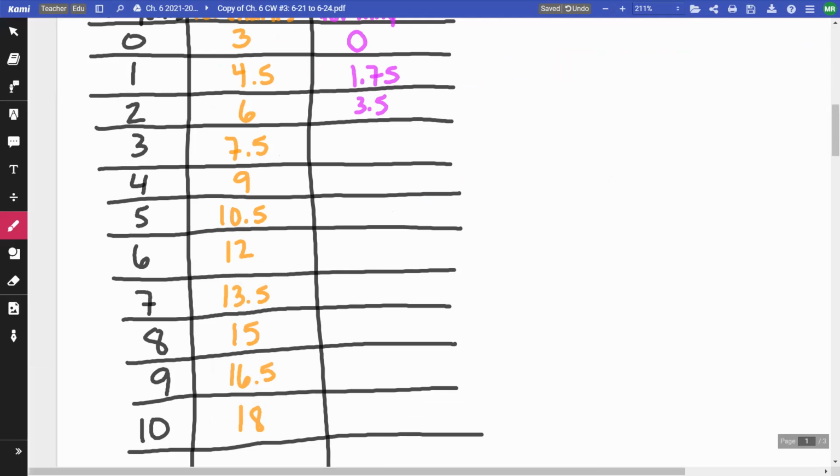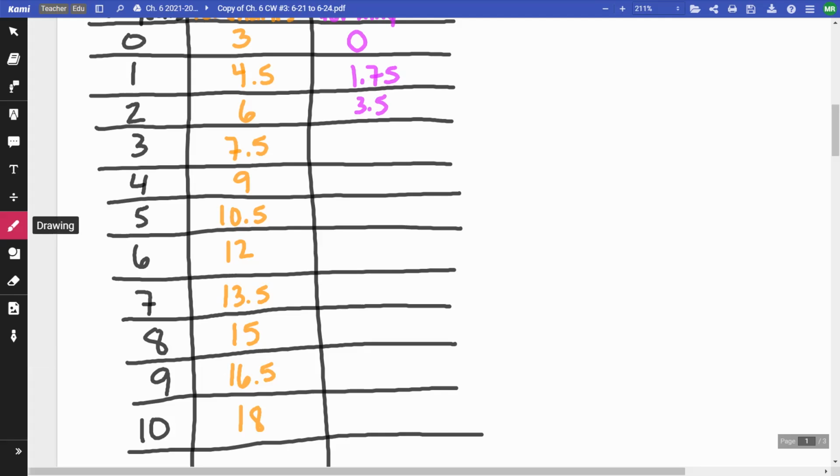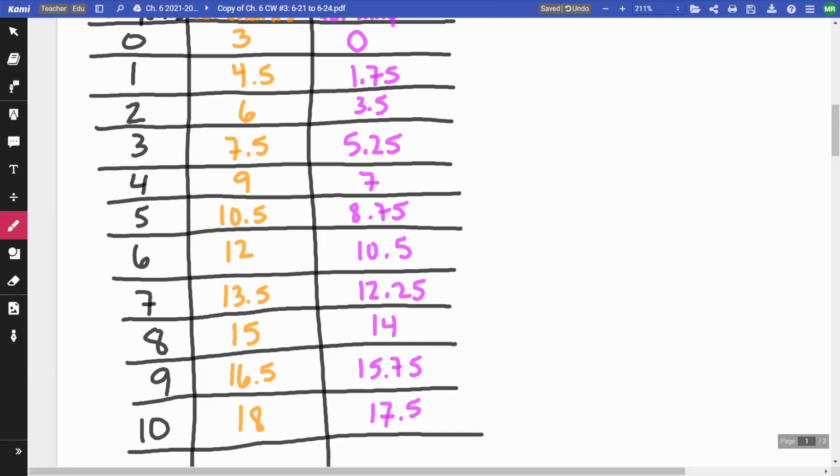For Amy, year 3, I have a 5.25, I get 7, 8.75, 10.5, 12.25, 14, 15.75, 17.5. So at this point, you see that they're not the same anywhere.